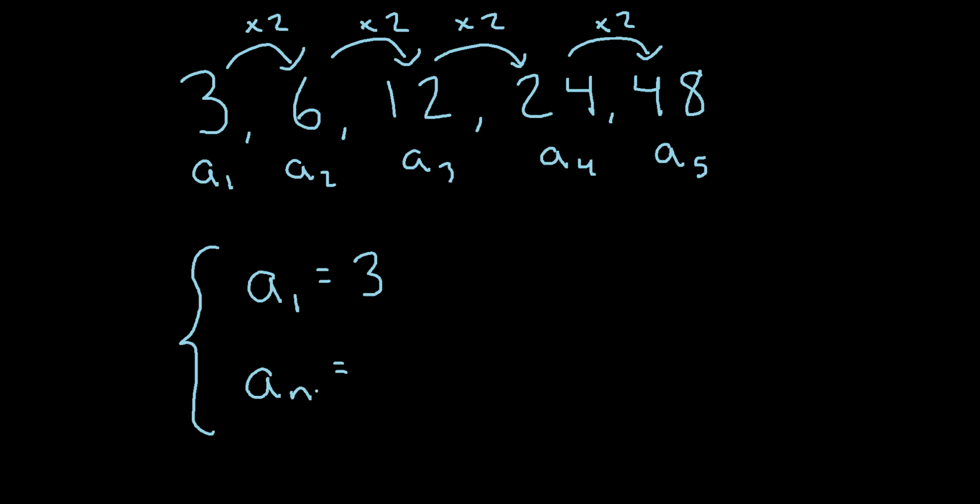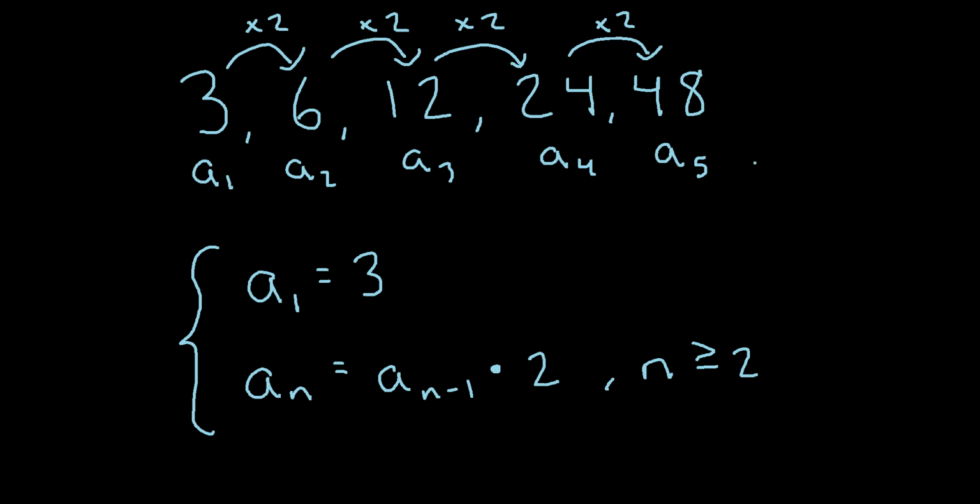So what we can write is, to find the nth value, we just need to know the n minus 1 value, so the value right before n, and multiply that by 2. And we'll say this applies for all values of n greater than or equal to 2. Because remember, a sub 1 we already know is 3. So this rule only applies for n greater than or equal to 2.